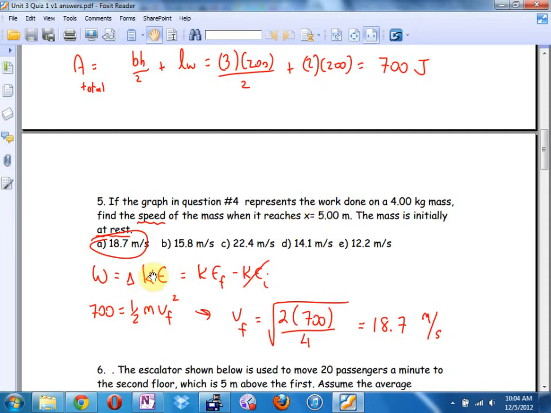So I said it's a change in kinetic. The initial was 0. The final is a half mv squared. And I know how much work was done, 700 joules. Solve for v final, and you get 18.7.